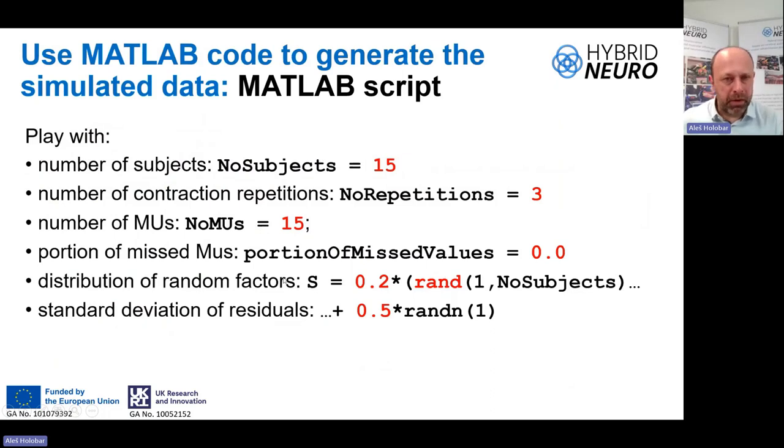So once more, please use this, play with it, change the numbers. You can change the number of subjects from 15 to 5, maybe the number of tracked motor units to 10, 5. When you decompose high-density EMG signals, you realize that it is rather difficult to come up with a high number of motor units. So there is an eternal question, how many subjects do I need? How many motor units per subject do I need?